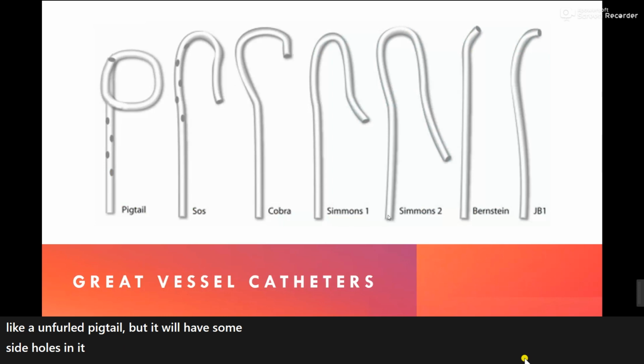Simmons 1, Simmons 2, Sim 1, Sim 2. Sim 2 was longer than the Sim 1. And then Bernstein and JB1, those are used a lot in accessing the great vessels to get us to the head and neck. The pigtail is used a lot in the aorta: the aortic arch, the abdominal aorta, thoracic aorta, distal aorta. The sauce is going to be used a lot in the common iliac arch and pretty much nowhere else.